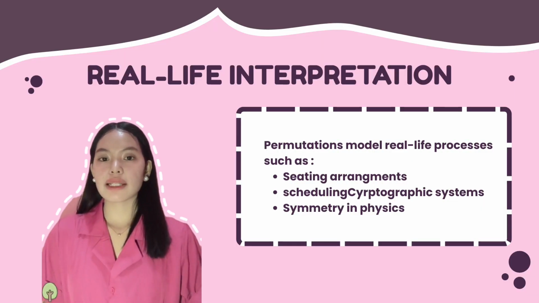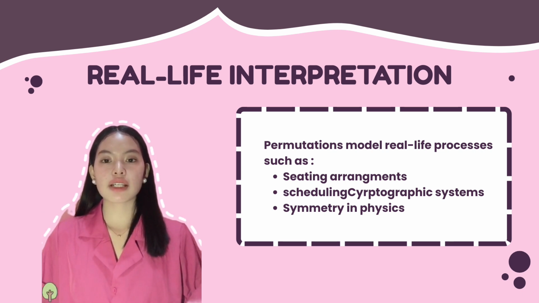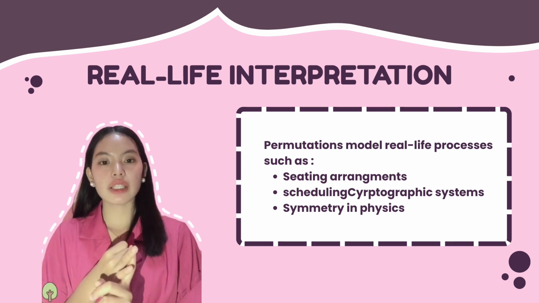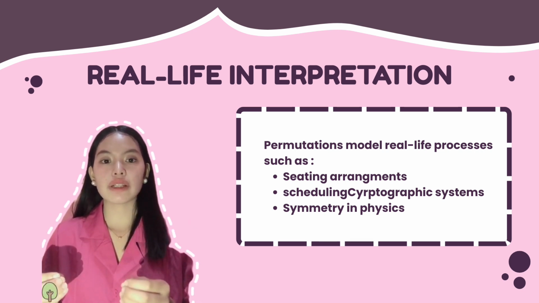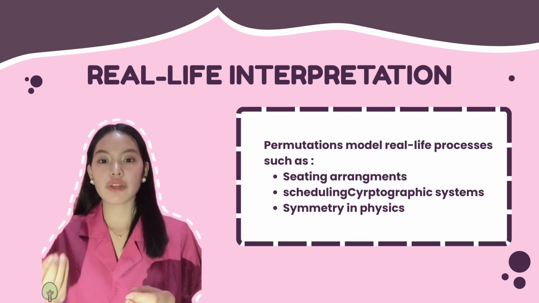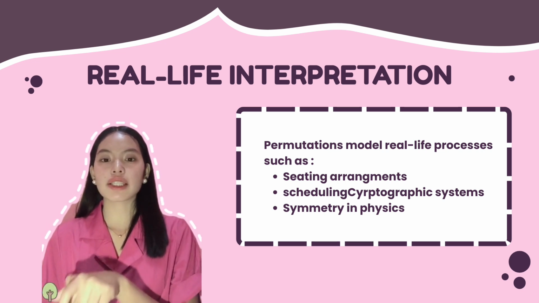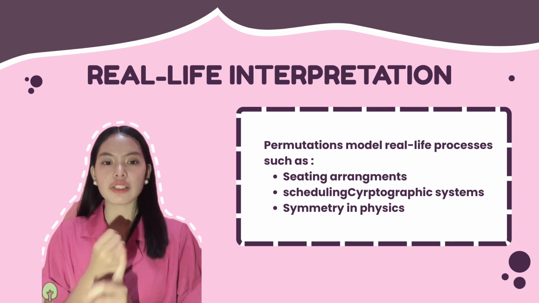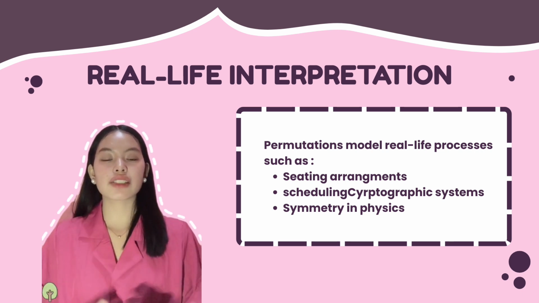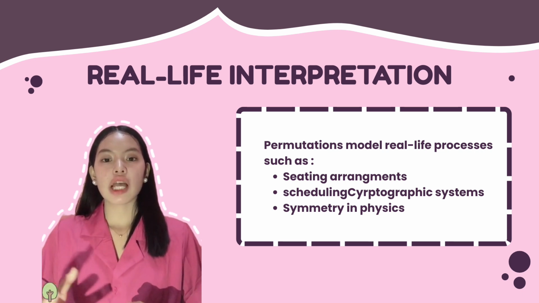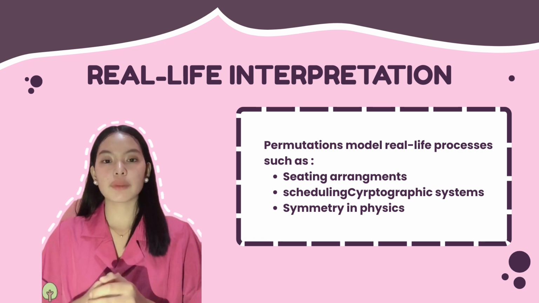Now, let's proceed to its real-life interpretation. Permutations model real-life processes such as seating arrangements, scheduling, cryptography, and symmetry in physics. So symmetric groups are not just theoretical. They model how we can rearrange objects or tasks in real life. For example, arranging students in different seating orders, scheduling meetings, or analyzing symmetry patterns in molecules in chemistry. These applications show the importance of permutations in symmetric groups beyond mathematics.